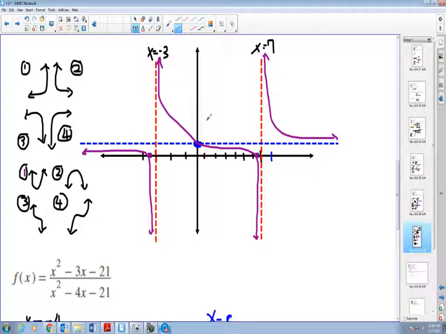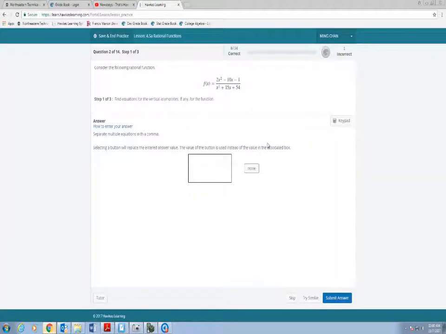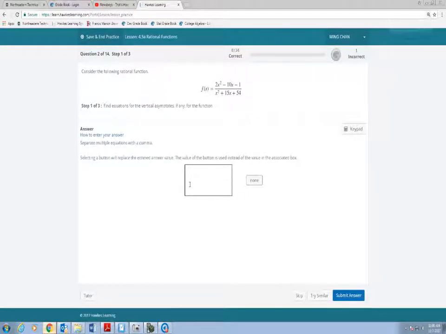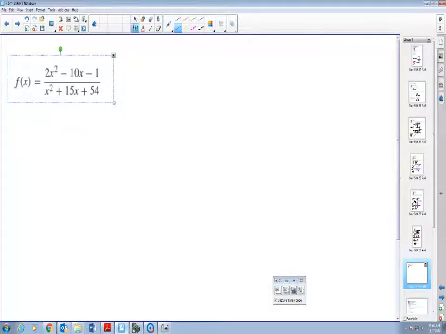Okay. All right. So I'm going to do this particular example from the homework with you. As I go over this particular problem, I'm going to type out the answer. Find the equation of the vertical asymptote. Okay, so let's factor this bottom. I'm going to go back and forth. Vertical asymptote.